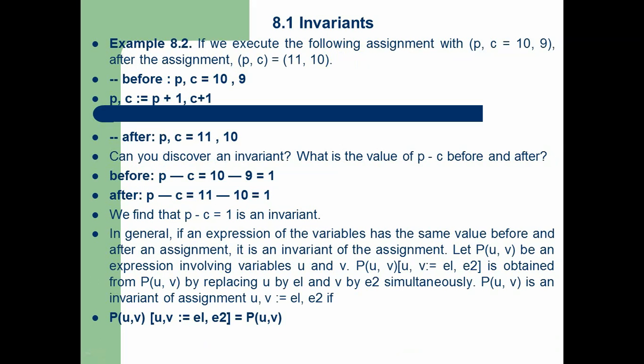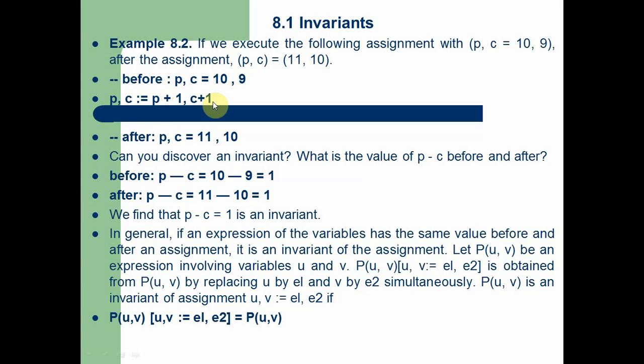The next example is, consider the two variables, namely P and C. The values of P and C before the execution of the statement are 10 and 9, and after the execution of the statement, the values of P and C are 11 and 10, because in this statement we increment both values by 1. So P is equal to P plus 1, C is equal to C plus 1. Now what is the invariant here? Here P minus C is the invariant.